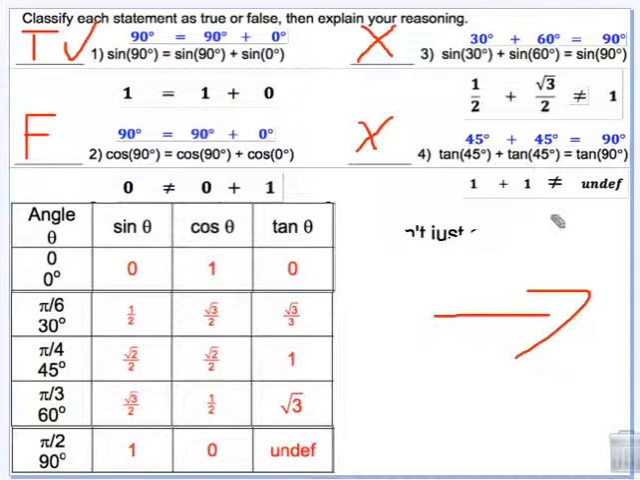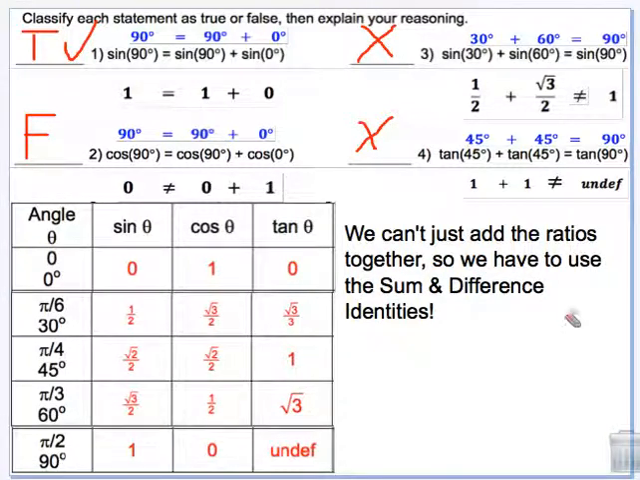So from this practice or this example, we know that we cannot just add the ratios together when we have a sum or when we have an angle like this. Sometimes it will work. In this case, it worked once, but most of the time it will not work. So we have to use our sum and difference identities.